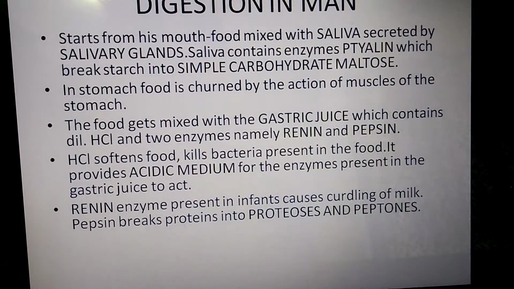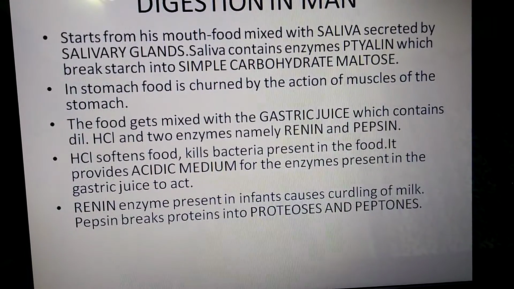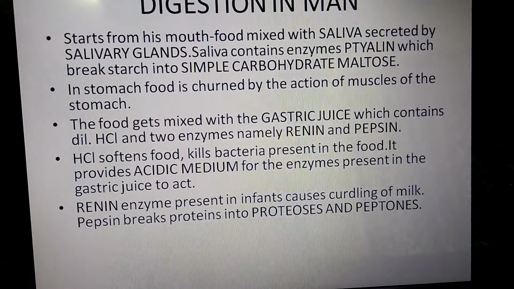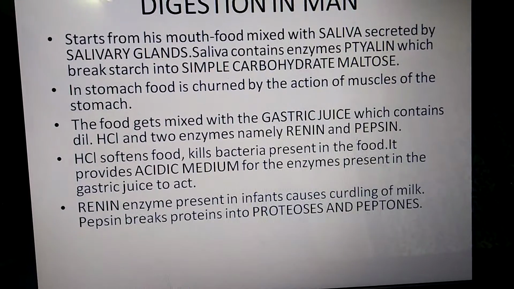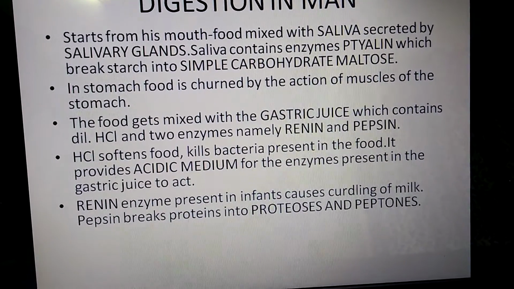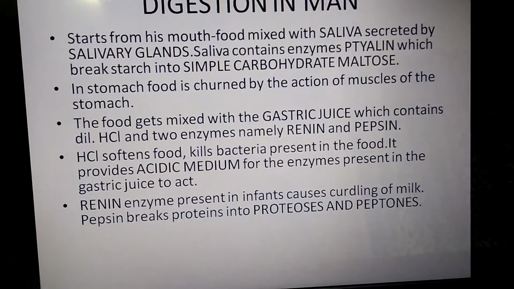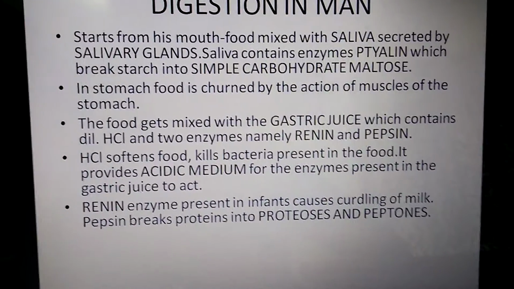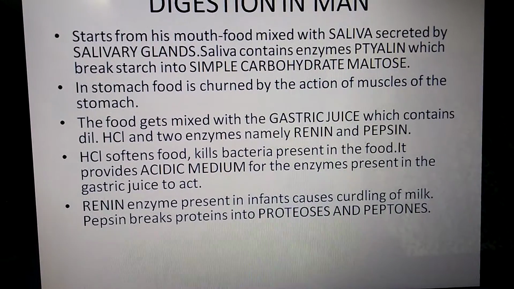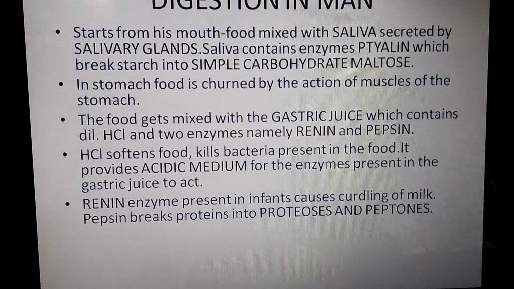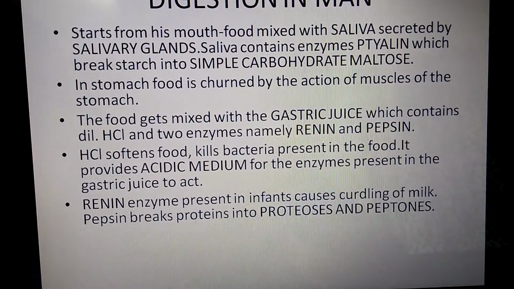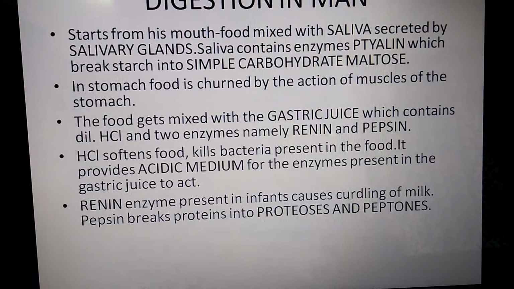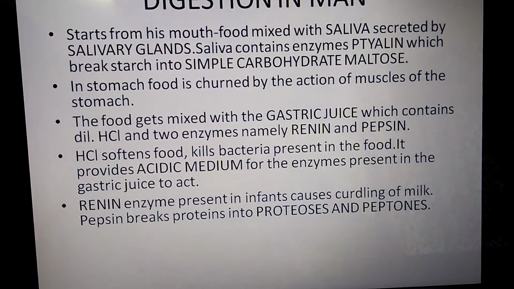Once this happens, the food moves into the esophagus, where there is no digestion, as I told you in the previous slides, and then it reaches the stomach. Now from the stomach we start digesting proteins. Pepsin starts digesting protein. So what happens in the stomach? In the stomach food is churned by the action of muscles of the stomach. The food gets mixed well with gastric juice, which contains dilute HCl and two enzymes, renin and pepsin. These two enzymes are there for protein digestion.